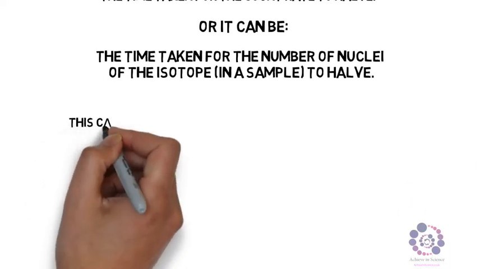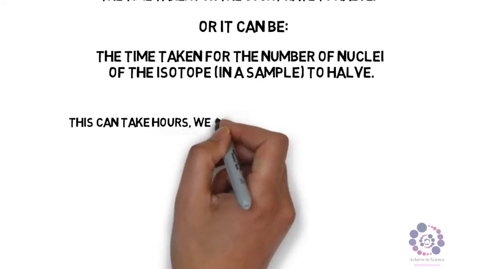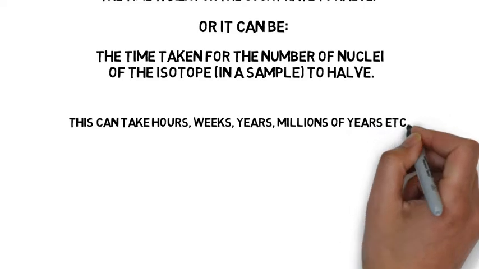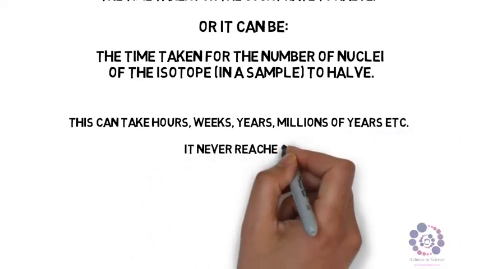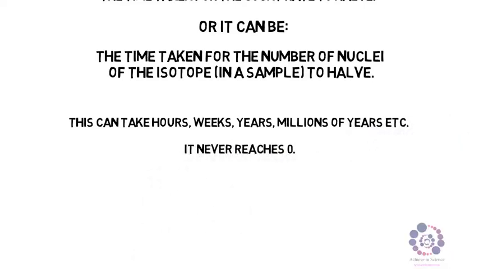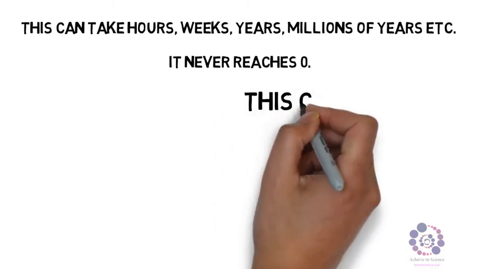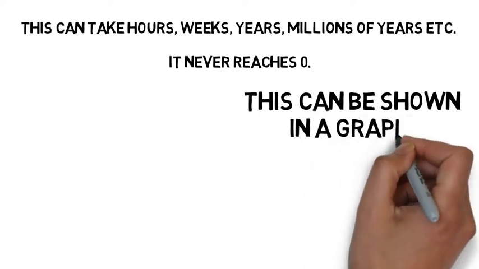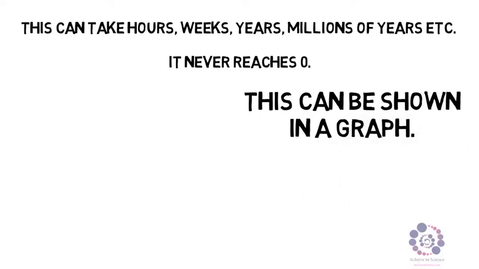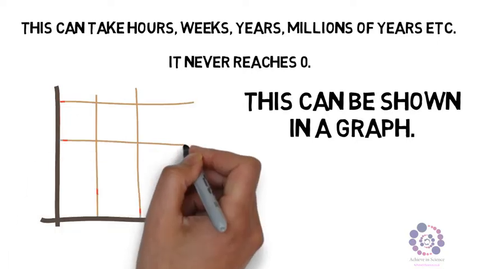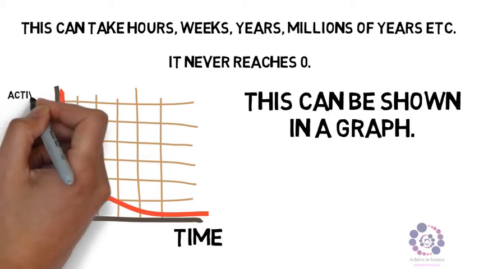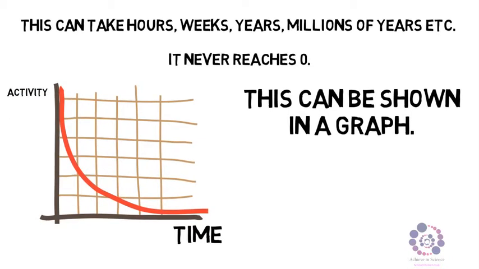Now this can take hours, weeks, years, or even millions of years, but it will never reach zero. Now this can more easily be shown via a graph. So here we have a graph that shows half-life, where on the x-axis we have time. On the y-axis we have the activity of the sample. This could be replaced by the count rate. Now the graph shows that as the time period increases, the activity of the source decreases.